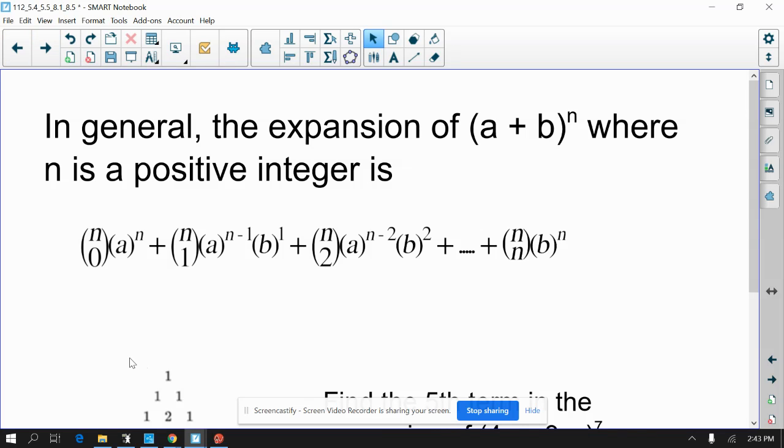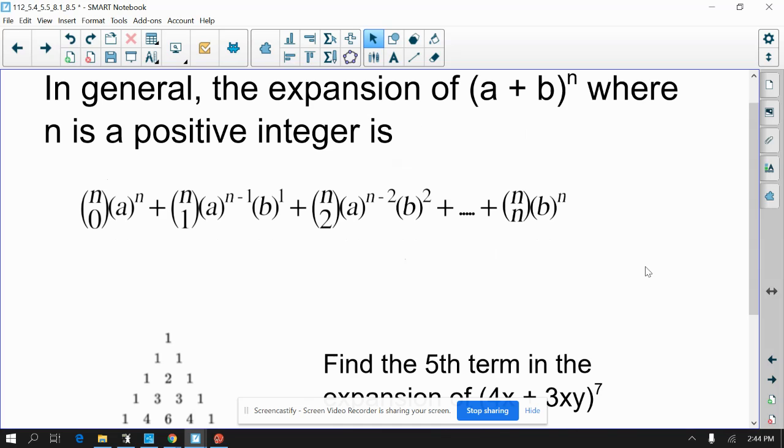So here we can finally define it in a more mathematical way. For any binomial raised to n, where n is a positive integer, we can express it like this, where the binomial coefficients are n0, n1, n2, n3, n4, n5, all the way to nn. And then a and b: a begins the biggest, so a to the nth power, and then a gets smaller and smaller until there is no a term in the last term. And then b starts off the smallest, but then b grows, b to the first, b to the second, and so on.